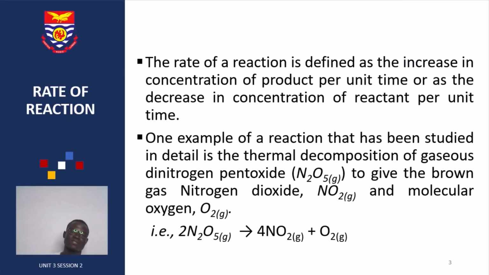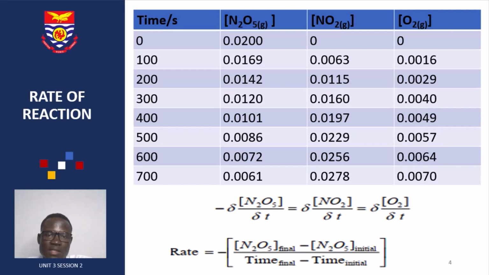When we talk about rate of reaction, the rate of reaction is defined as the increase in concentration of product per unit time or as the decrease in concentration of reactant per unit time. One example of a reaction that has been studied in detail is the thermal decomposition of gaseous dinitrogen pentoxide to give the brown gas nitrogen dioxide and molecular oxygen, which is represented by the equation below. Now, taking this data, this is an experiment that was conducted for the above equation. So these are the times, these are the concentrations.